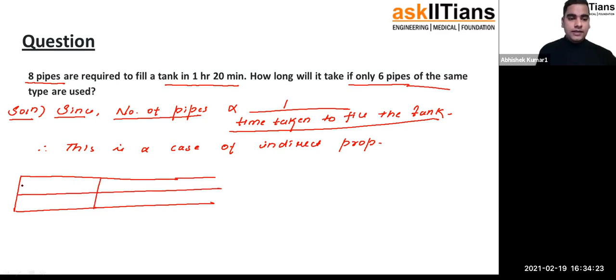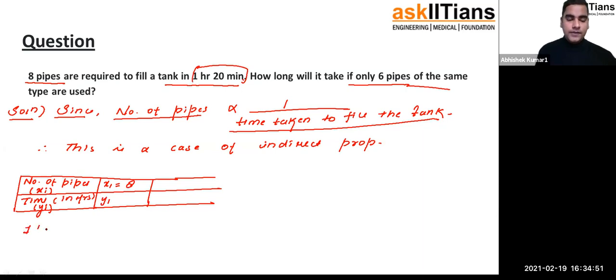Okay, here I am writing number of pipes, which will be denoted by xi, and here I am writing time in hours, that will be denoted by yi. So we have x1, which is equal to 8 pipes. Y1 is equal to what? 1 hour 20 minutes. What is 1 hour 20 minutes?